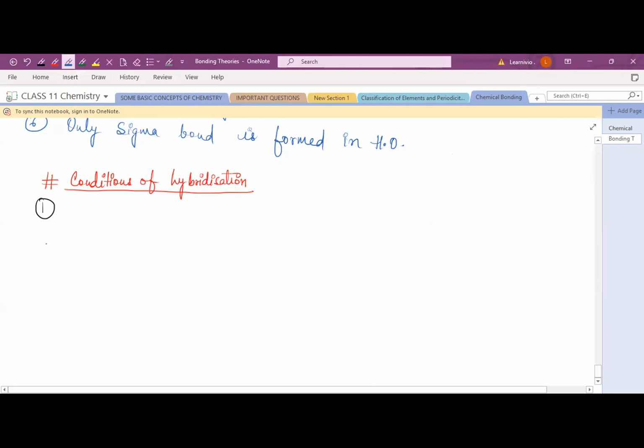Okay, so the first condition is: only valence shell orbitals of the central atom take part in hybridization.